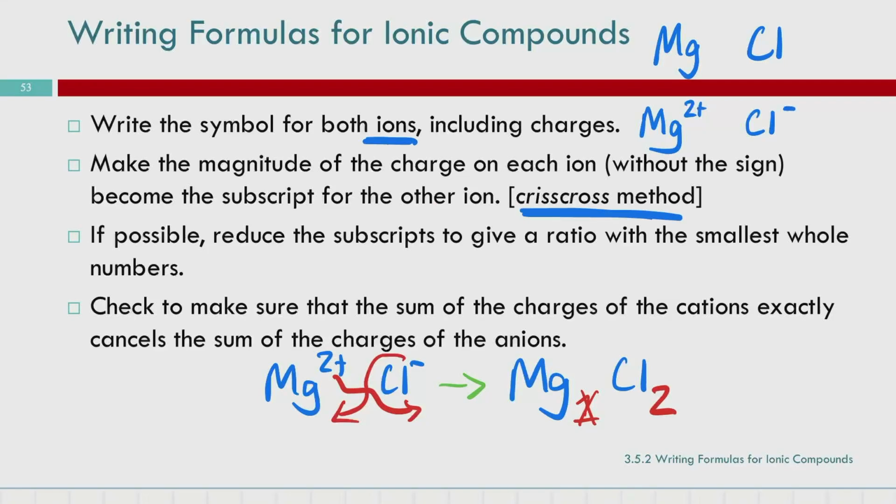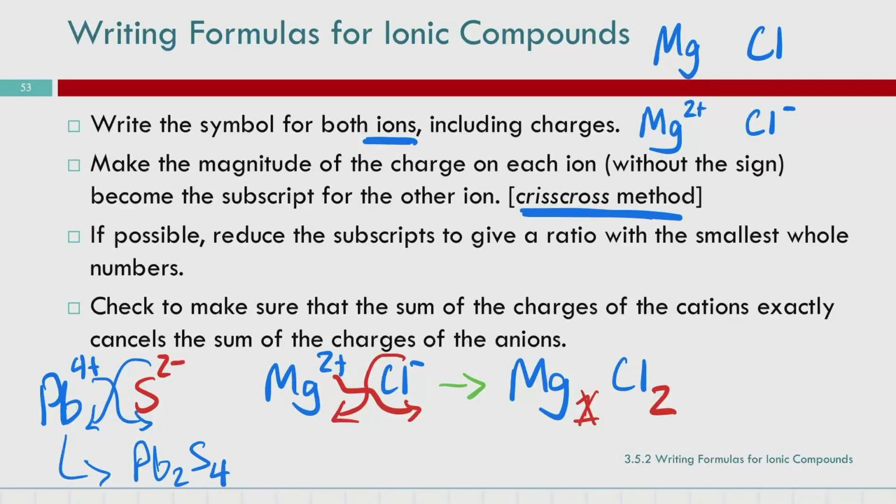And that would be our formula. Sometimes we'll get something with these subscripts that we can reduce. So an example of that, if we've got something that can form a 4 plus charge, like lead, trust me. So let's say we've got lead 4 plus and sulfur 2 minus. If we crisscross these, that'll turn into Pb2S4.